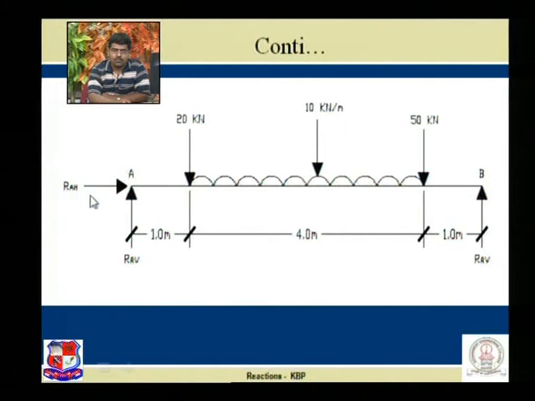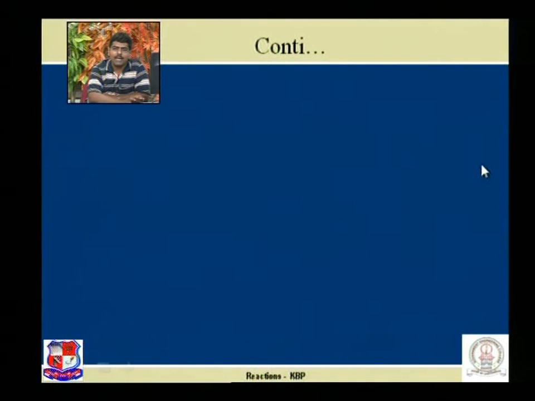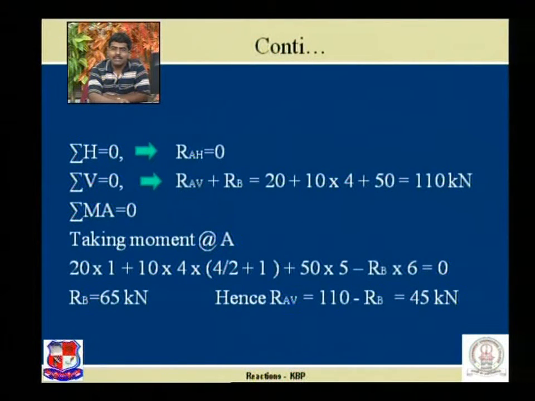Sigma V is equal to 0. If we take sigma V is equal to 0, then first is RAV acting upward, minus 20 which is acting downward, minus 10 into 4, since the UDL length is 4 meters, acting downward, minus 50 which is acting downward, plus RB is equal to 0. So we achieve one equation, RAV plus RB is equal to 110 kilonewton, using sigma V is equal to 0.